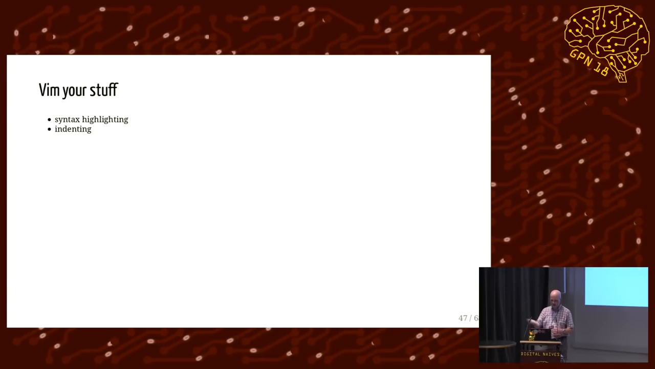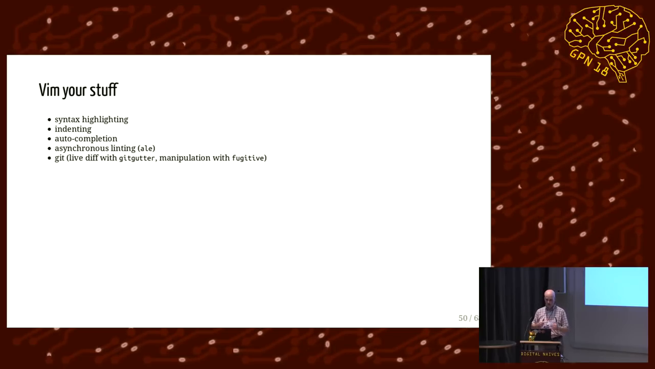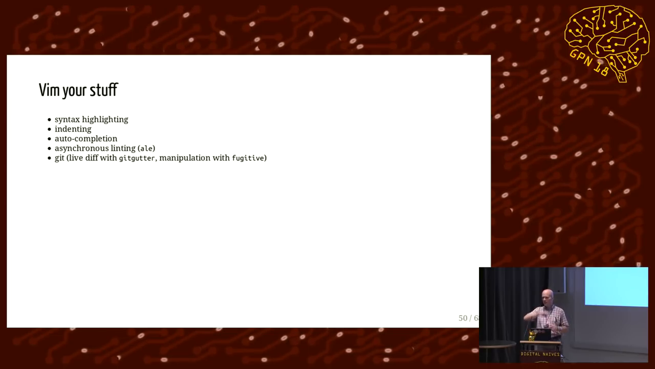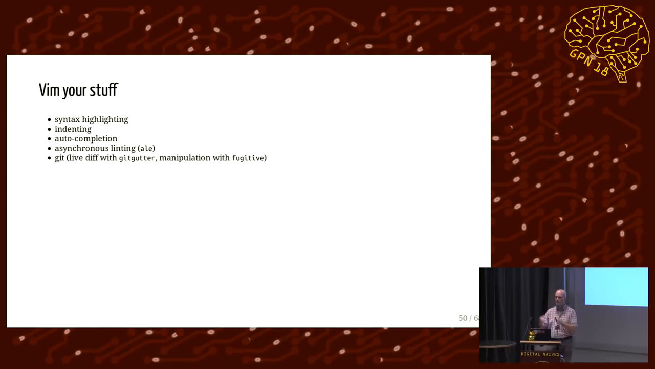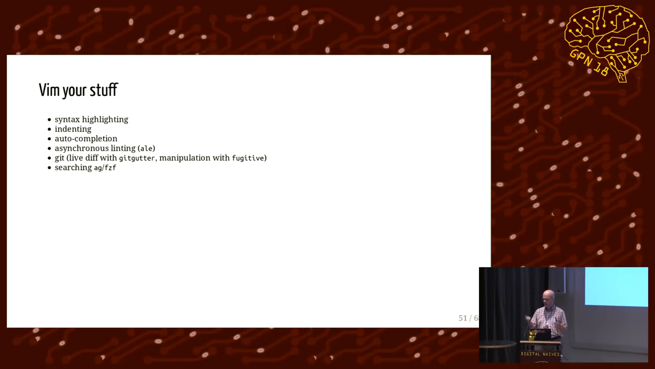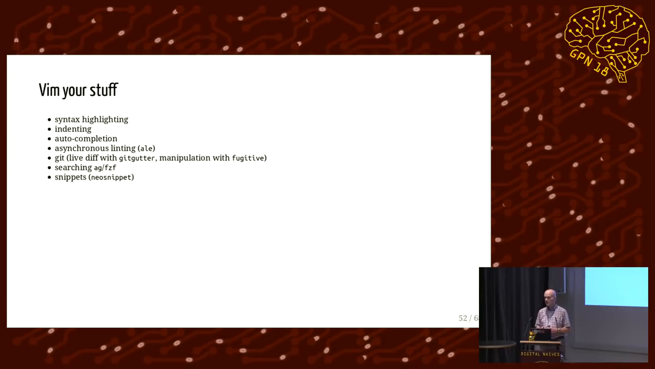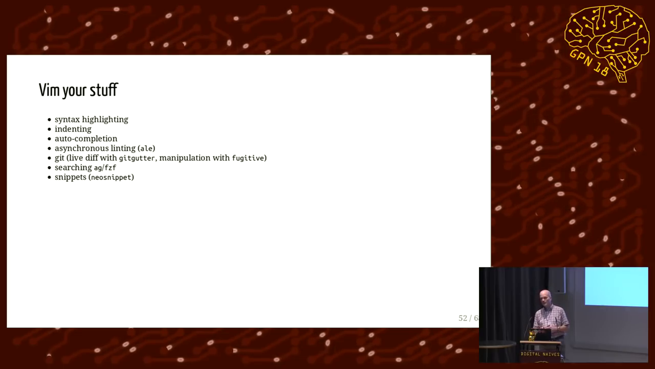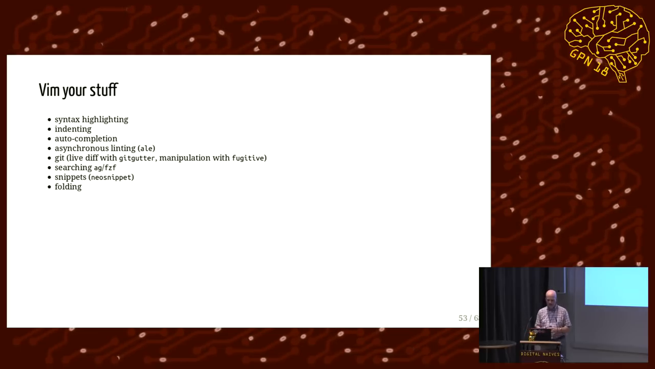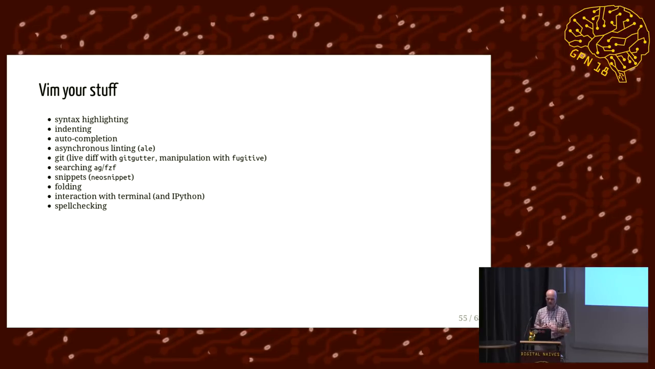Of course, syntax highlighting, indenting, auto-completion, asynchronous linting, and communication with Git, so you can commit and do everything from the editor directly, and you also see immediately, live, the diff compared to the latest commit. You can search with Ag, with Ack, with a fuzzy file searcher. There are snippets, if you are still writing in a programming language where you need automatically generated code. In Python we don't do that. There is folding, interaction with the terminal and with IPython if you have Python, and there is spell checking.